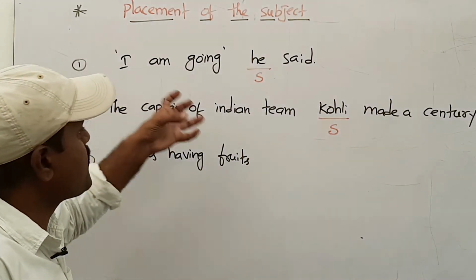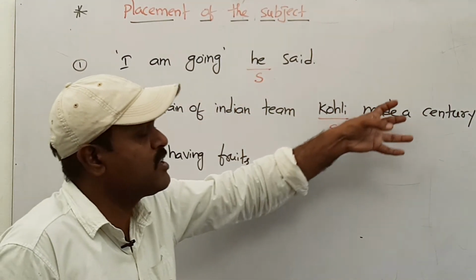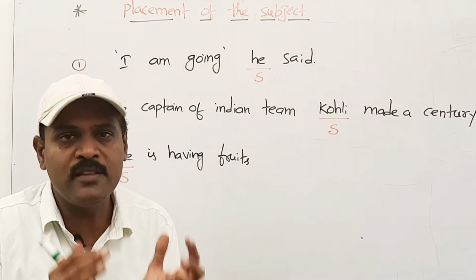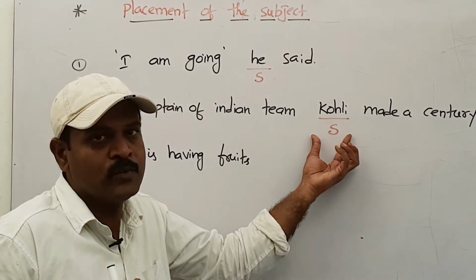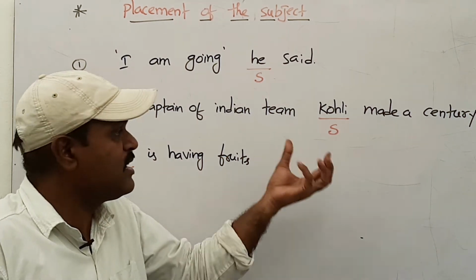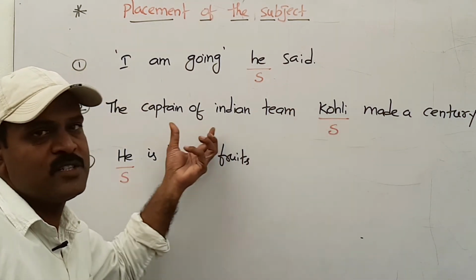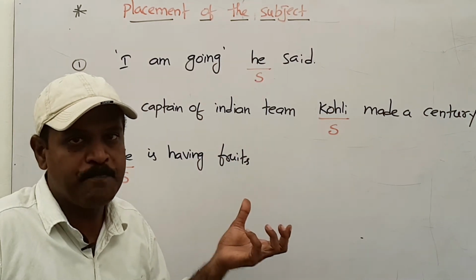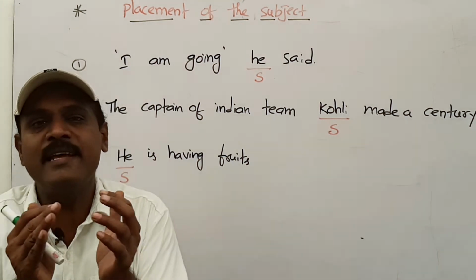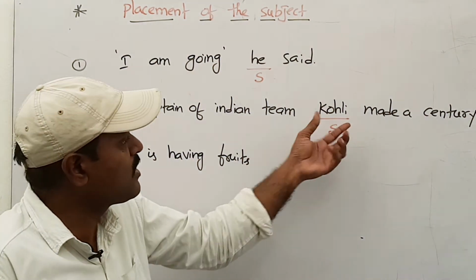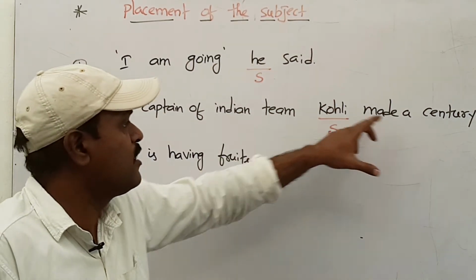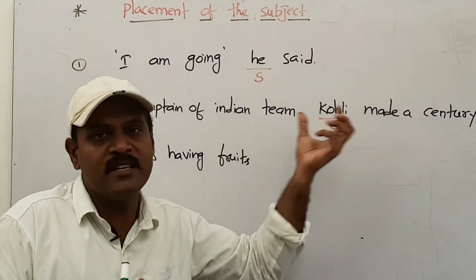Second one, the captain of the Indian team, Kohli, made a century. Who made a century? Kohli. Actually, Kohli is the subject here. What is his position? His position is the captain of the Indian team. So, here we are describing the subject in the form of a phrase, that is, the captain of the Indian team. So, after using any kind of phrase, we use the subject in this way. Here we see the subject exactly in the middle of this sentence.